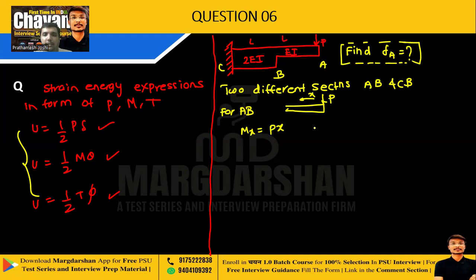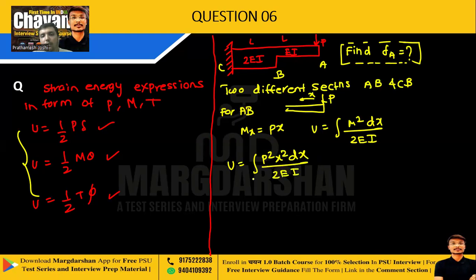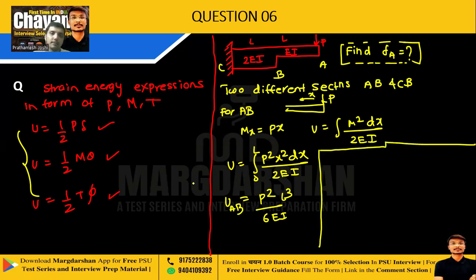Okay. And strain energy will be what? U is equal to integration of M square dx upon 2EI. So U is equal to P square X square dx upon 2EI from 0 to L. Okay. Now with P square, it's L cube by 3, so P square L cube upon 6EI. That should be UAB. Now we will work out section CB.